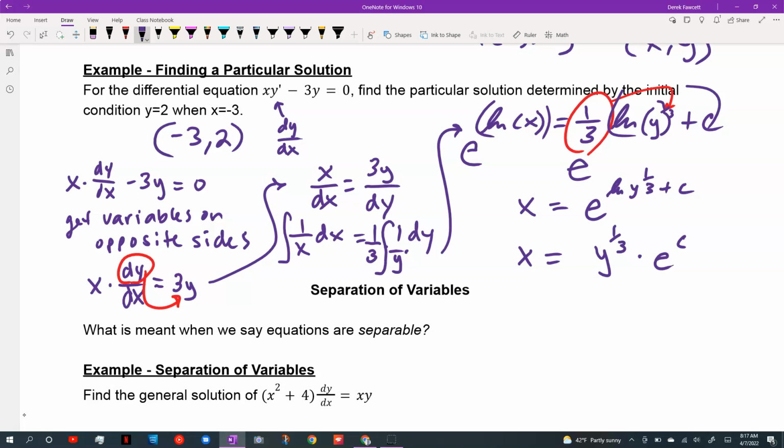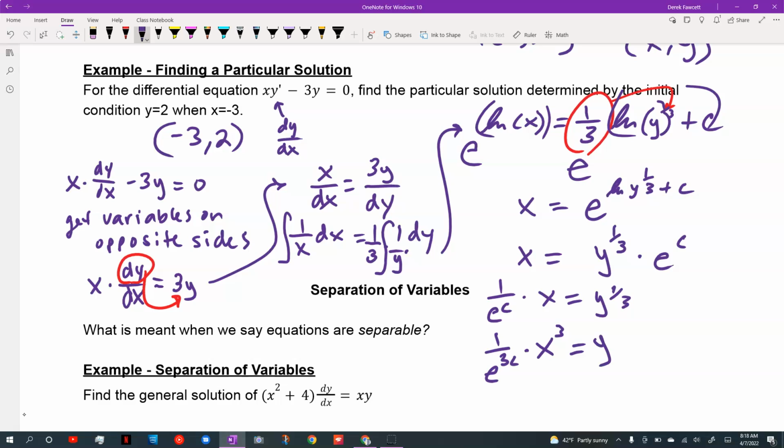Okay, now we have to get y by itself, so we're going to divide out that e to the c. On the left side, you would have 1 over e to the c times x is equal to y to the 1/3. And then we're going to take each side to the power of 3. So you would have 1 over e to the 3c times x to the 3rd is equal to y.